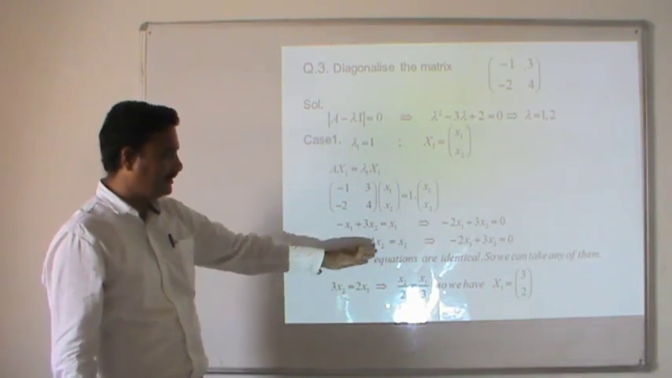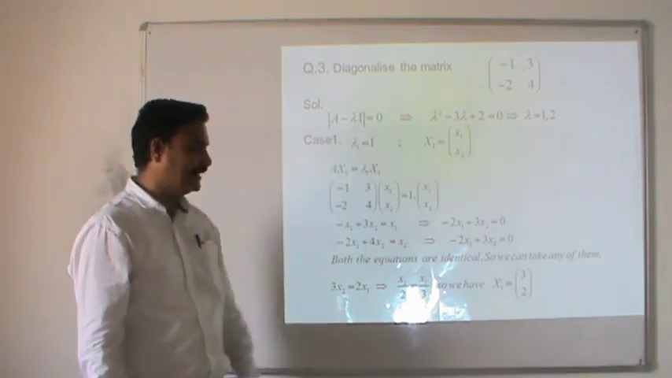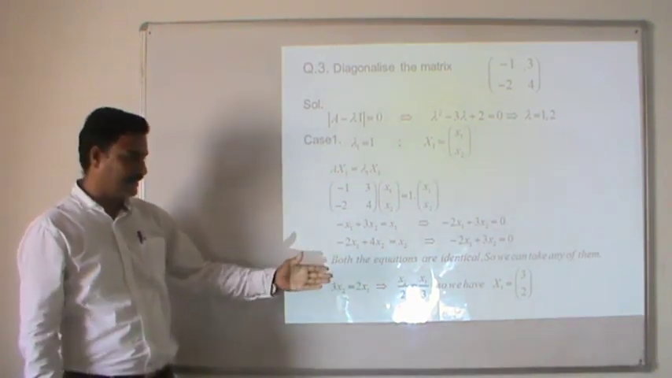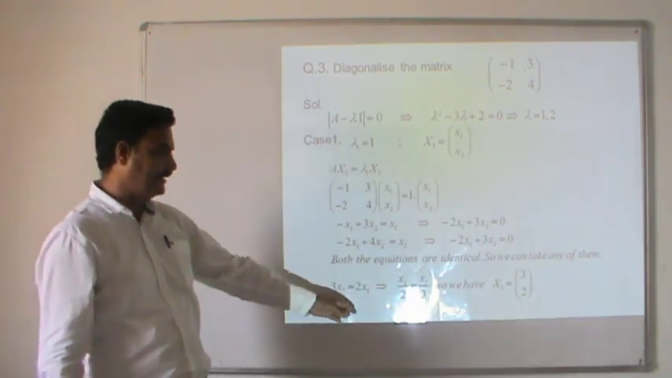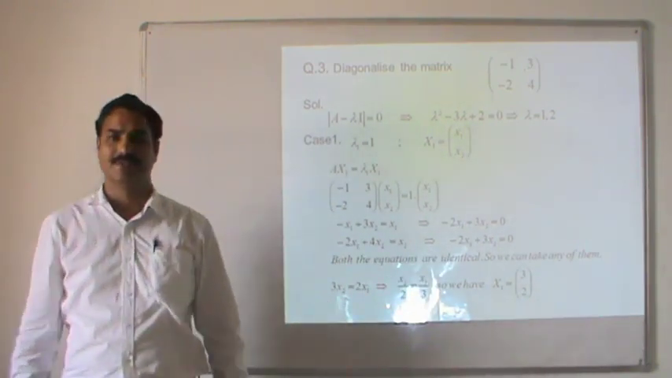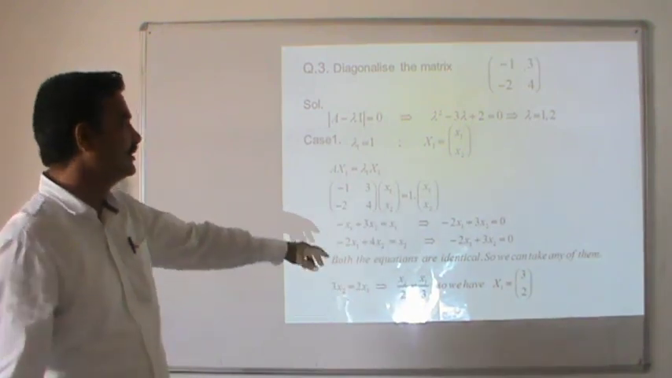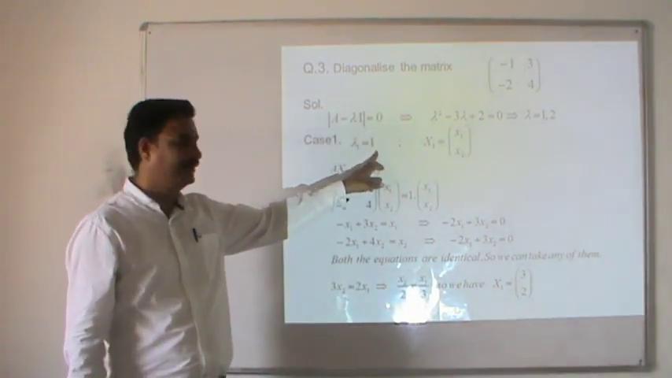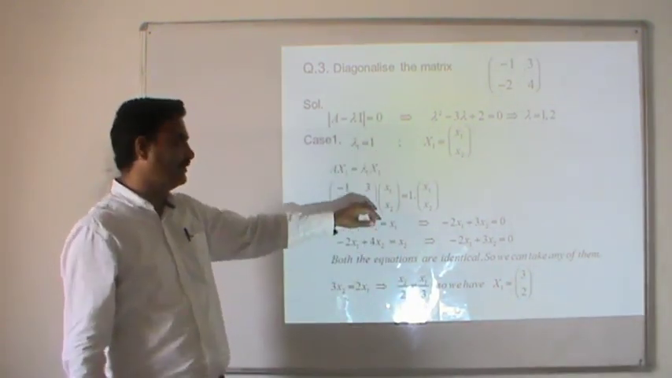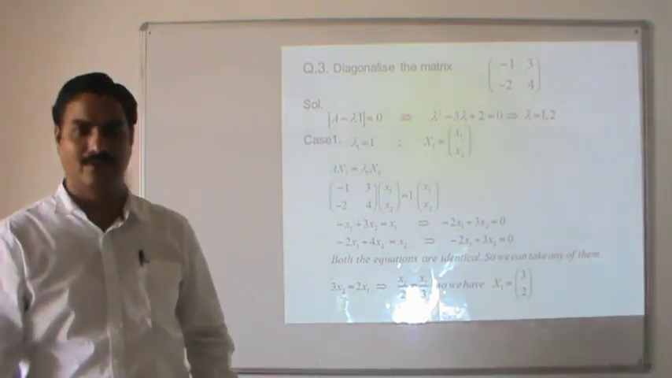And finally, we get two equations. Because both equations are identical, we choose any one of them. And we finally get the first eigenvector, which is (3, 2), corresponding to lambda 1 equal to 1. So this x1 is an eigenvector corresponding to eigenvalue lambda 1 equal to 1.